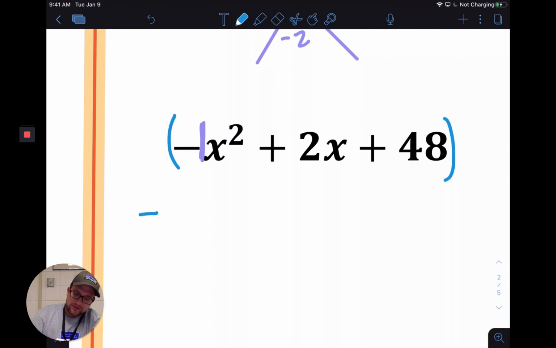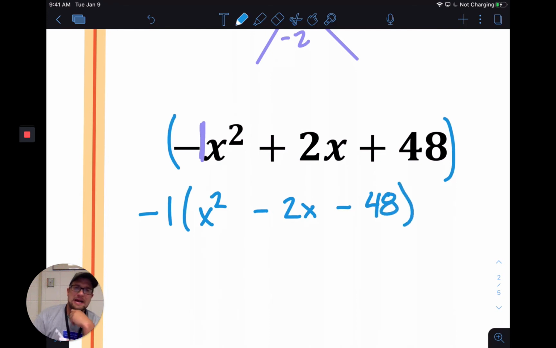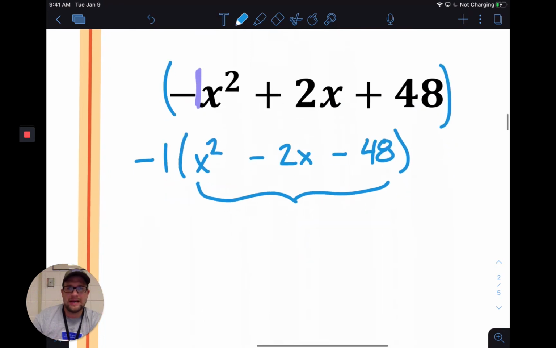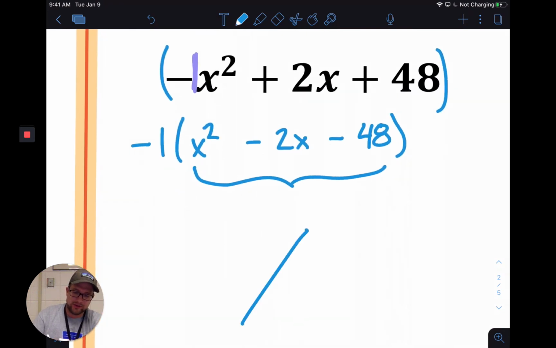So if I factor that -1, this is another form of factoring. It's called pulling the greatest common factor. Pulling out that -1, I'm going to get an x squared here, minus 2x minus 48, right? It's like dividing each of those terms or those coefficient values by that -1. Now, as soon as we get to here, we notice that what's left inside is just our normal X problem, our X method. So we can go straight into our X.